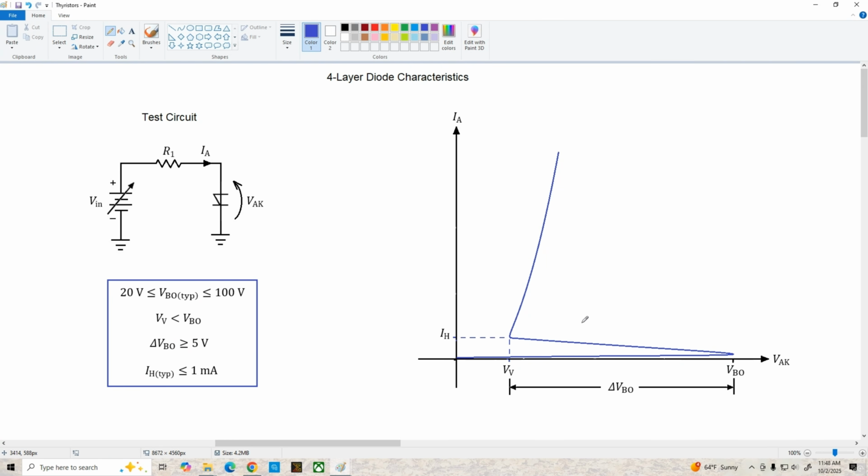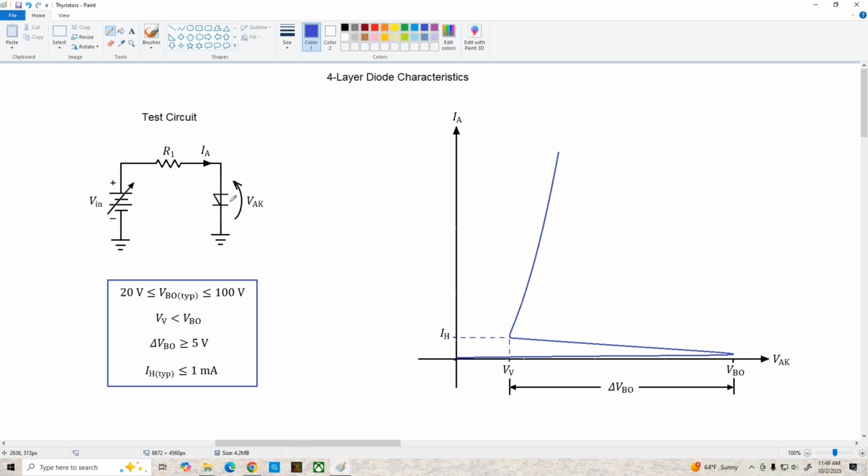Now let's talk about the diode parameters for a minute. Starting with the breakover voltage, it's going to be somewhere between 20 and 100 volts, but typically for the diodes that you'll be able to get a hold of today, it's either going to be 20 volts or maybe 25 to 32 volts, somewhere in that range. Now, usually the valley voltage isn't specified for this type of device, but rather they'll give you a value of delta VBO, that is the distance between the valley voltage and the breakover voltage, and it's usually greater than or equal to 5 volts. The holding current is typically going to be somewhere less than or equal to a milliamp.